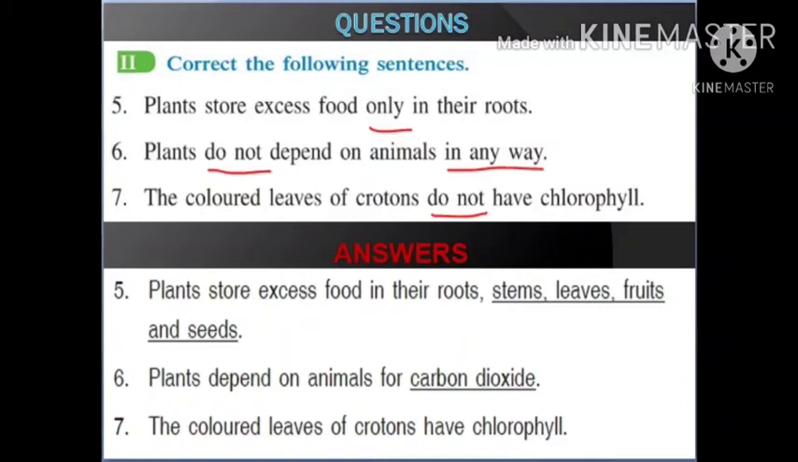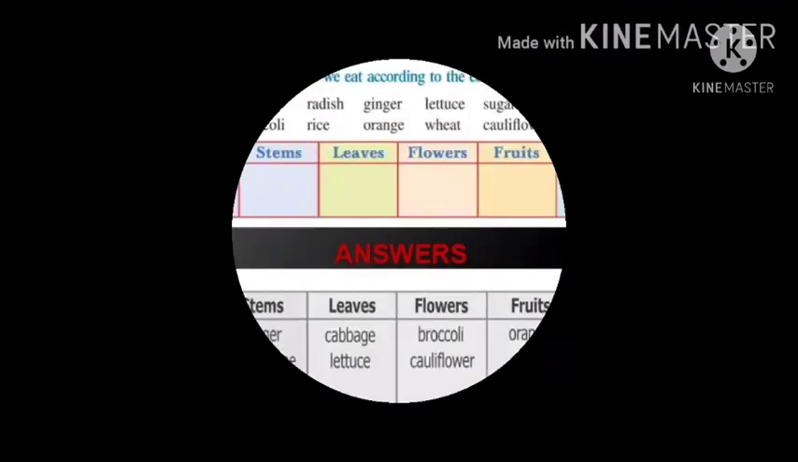Sixth question, plants do not depend on animals in any way. So the underlined words are wrong. Plants depend on animals for carbon dioxide. Seventh question, the colored leaves of crotons do not have chlorophyll. So here the words do not are wrong. The colored leaves of crotons have chlorophyll. So there you have to remove do not.